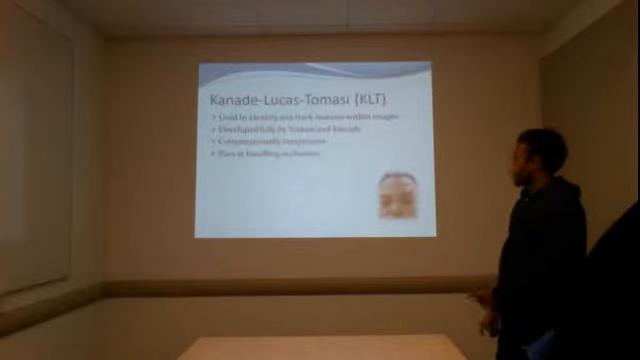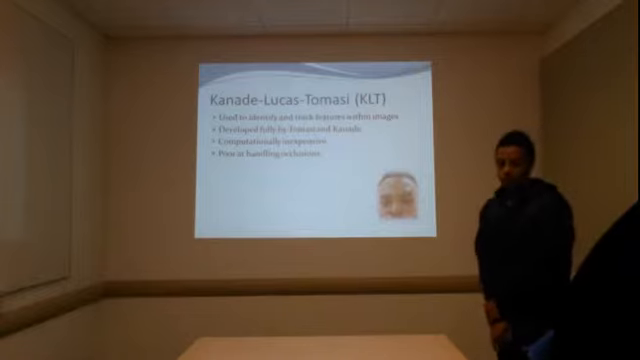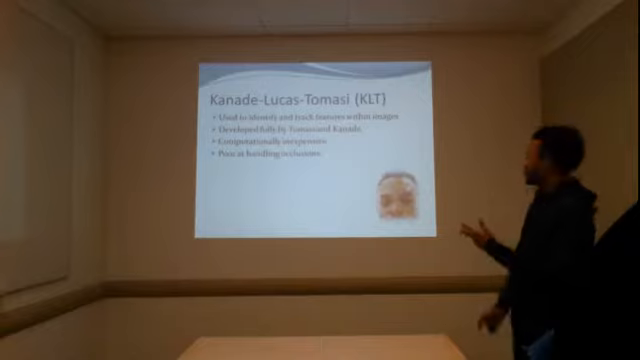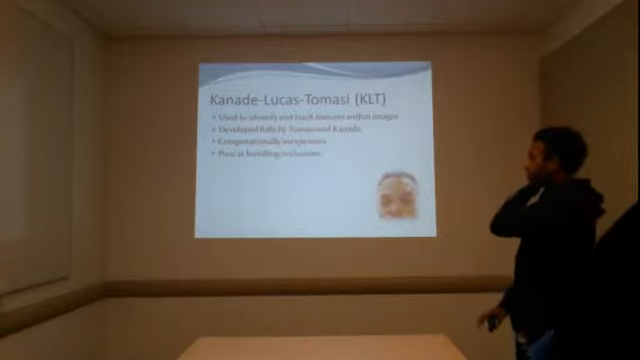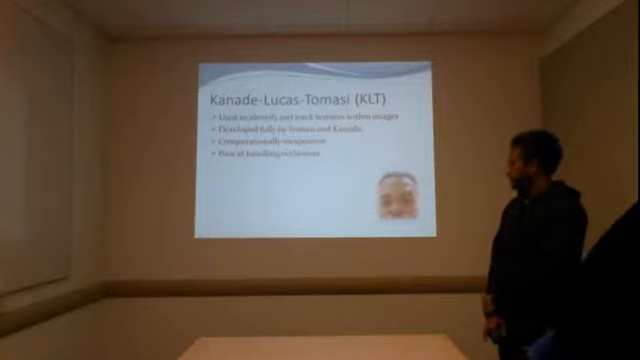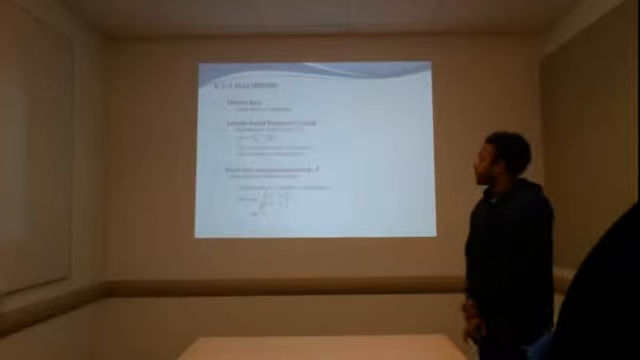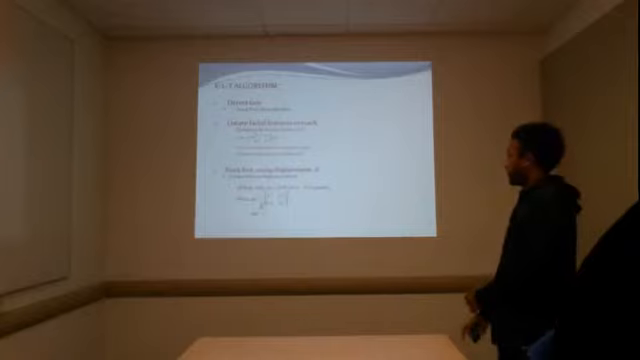The first algorithm, the Kanade-Lucas-Tomasi algorithm, or KLT, is used to identify and track features within images. It was developed fully by Tomasi and Kanade, building on work that Kanade and Lucas had done previously. It is computationally inexpensive, but one of the drawbacks is that it is poor at handling occlusions. The KLT algorithm can be accomplished in three sections.